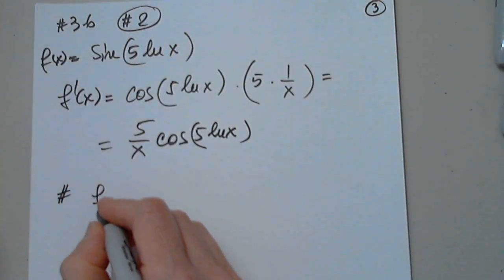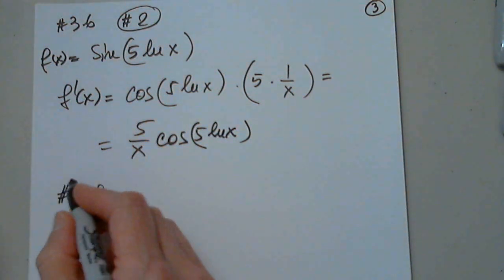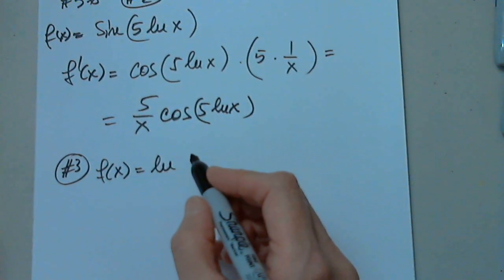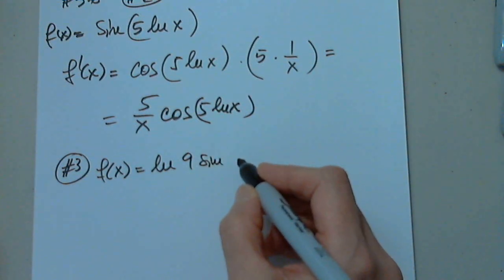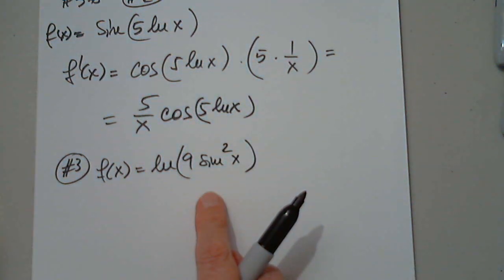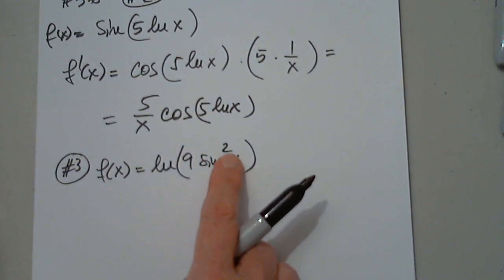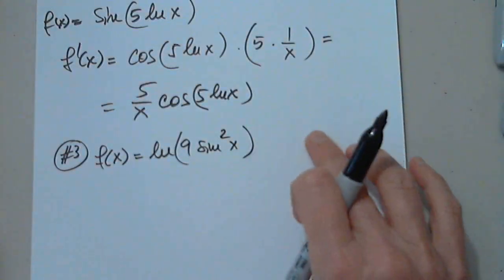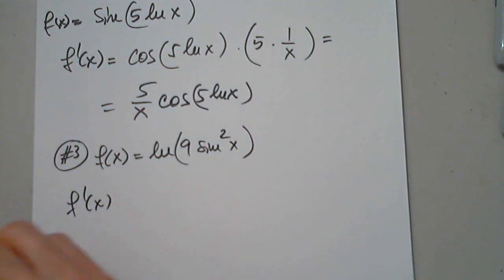The second one was, f of x is equal to natural log. Which number was this? 3. Okay, very good. Natural log of 9 sine squared of x. Was it like this? Yes. So natural log of the quantity 9 sine squared x. Is this okay? Yes. Perfect. Do we have anything else? No, that's it. Perfect. So we want to find f prime.